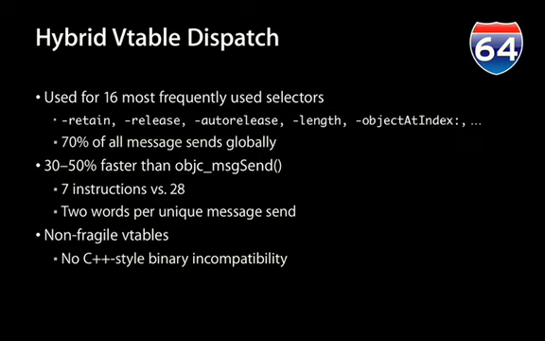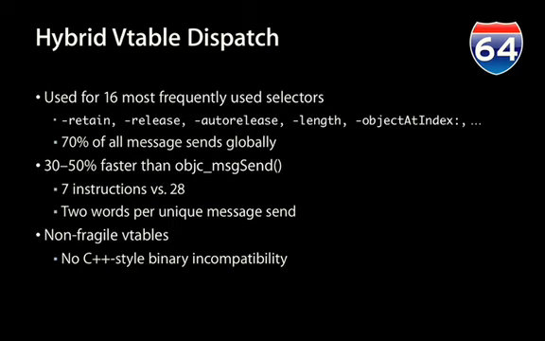But this set of selectors covers about 70% of all message sends that happen globally in all Cocoa programs. So we're able to speed up by about 40% all of these calls without increasing space usage too much. So we save space in the previous optimization, and here we're using a little of that space to get some speed.